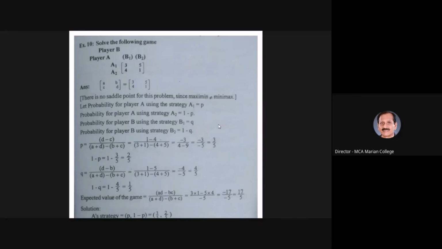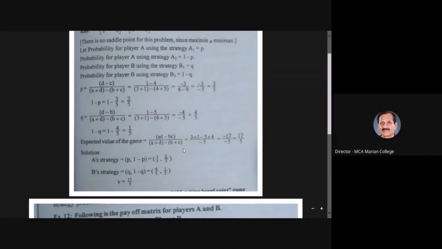So if it is a 2 by 2 matrix, you can assume the probabilities P and Q. Then we have the formula, use that formula. The values are given in the payoff matrix. You can use the formula and find the probabilities and the value of the game. So this is about the mixed strategy problem.